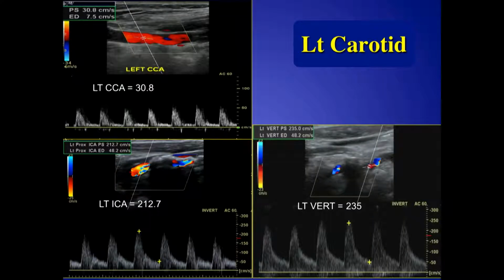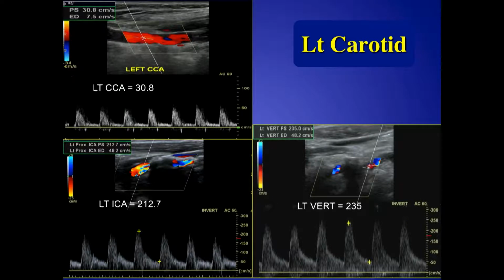Now here's the left side. The left side also starts out with a low velocity in the common. But if you look at the waveform, it's very different from the right side, and we'll come back to that. This has a rapid systolic upstroke, but the velocity is low. Once you get into the ICA, we again see a very calcified plaque right here, and an elevated velocity in the ICA that's over 200 centimeters per second.